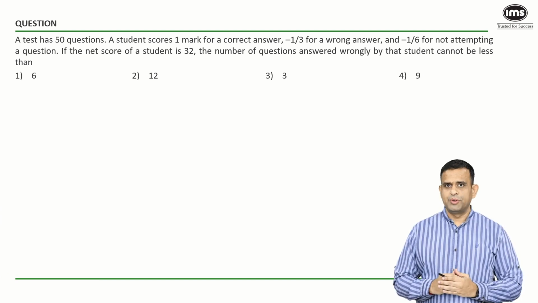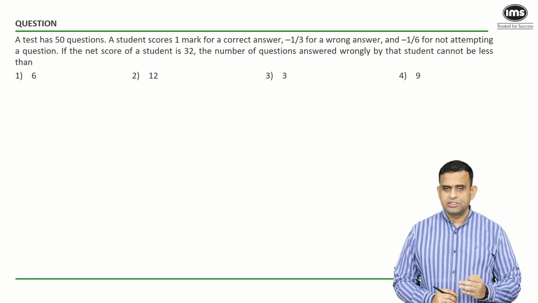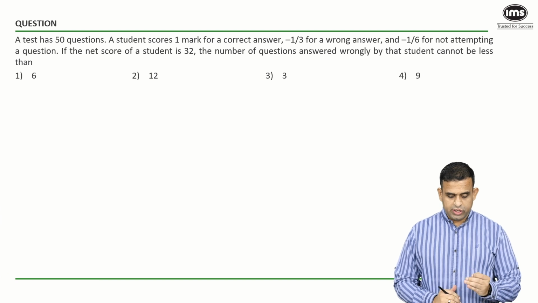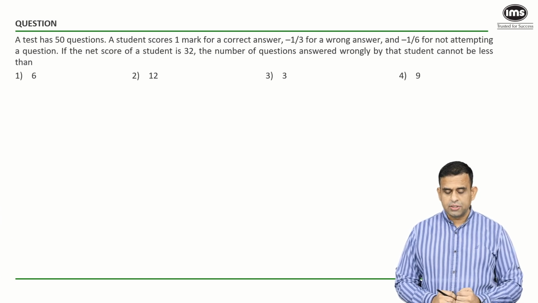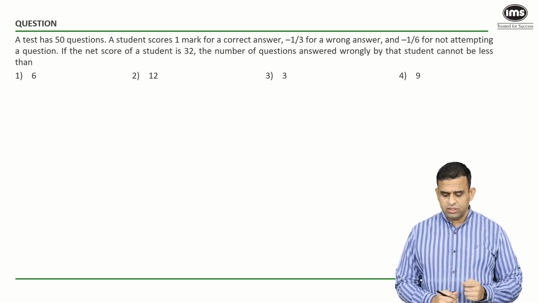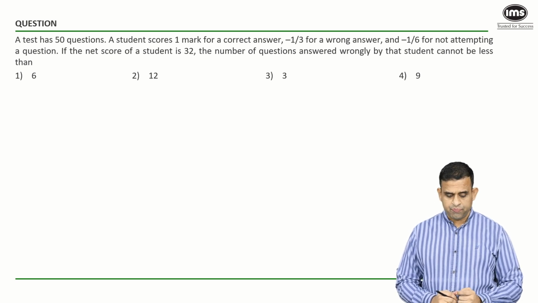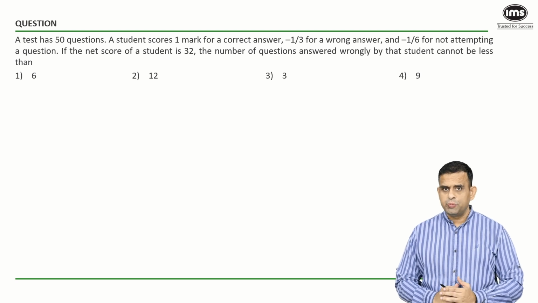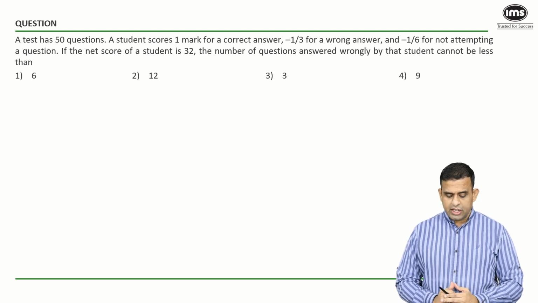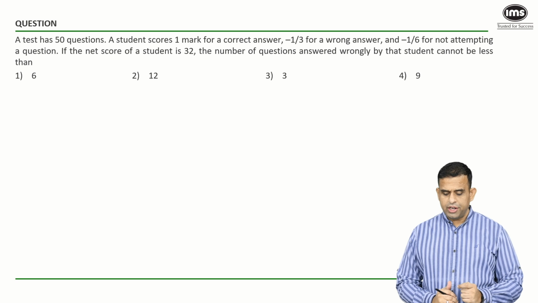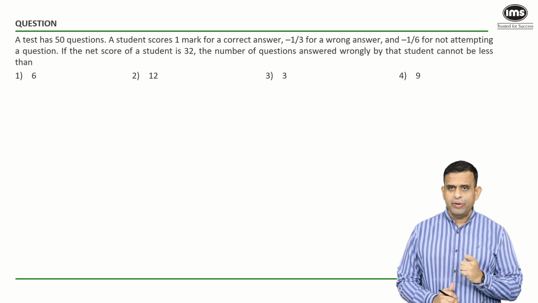The next sum is a nice one. Here the question says that a test has 50 questions. A student scores 1 mark for a correct answer, minus 1/3 for a wrong answer, and minus 1/6 for not attempting the question. Now the statement says if the net score of a student happens to be 32, in that case the number of questions answered wrongly by that student cannot be less than.